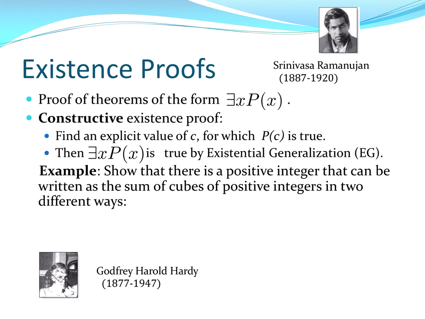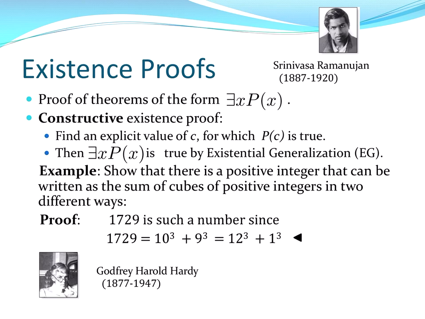Show that there is a positive integer that can be written as the sum of cubes of positive integers in two different ways. One way to show that this is true would be to find one. And, well, here's one. 1729 is equal to 10 cubed plus 9 cubed, and it is also equal to 12 cubed plus 1 cubed. There are actually many more of these.